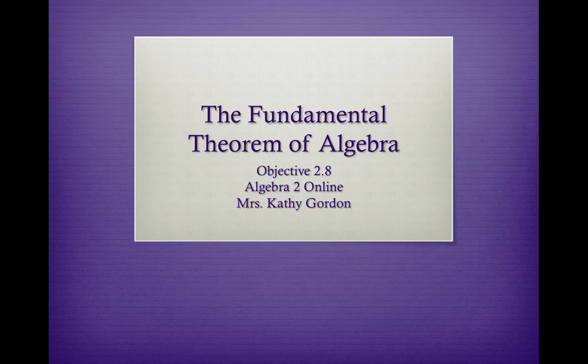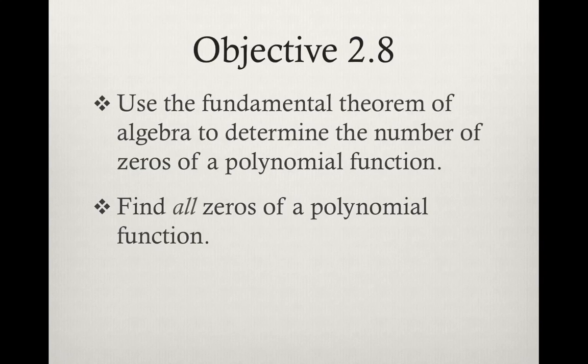Objective 2.8, the Fundamental Theorem of Algebra. In this lesson, we want to use the Fundamental Theorem of Algebra to determine the number of zeros of a polynomial function and then be able to find all of the zeros of a polynomial function. So up until this point, in our previous lessons, we've been trying to find certain kinds of zeros, the rational zeros or the real zeros. Now we're going to be looking for everything, every possible zero that we can get.